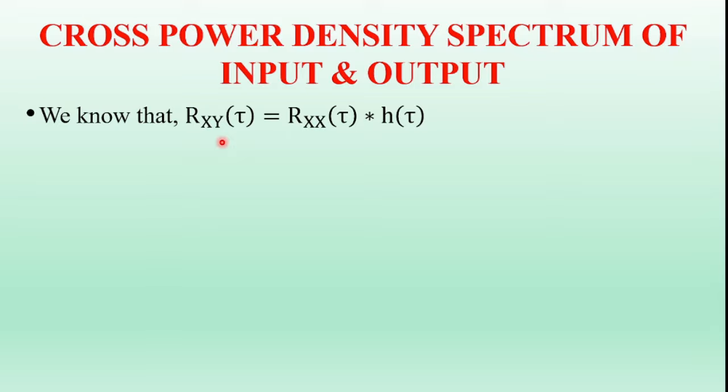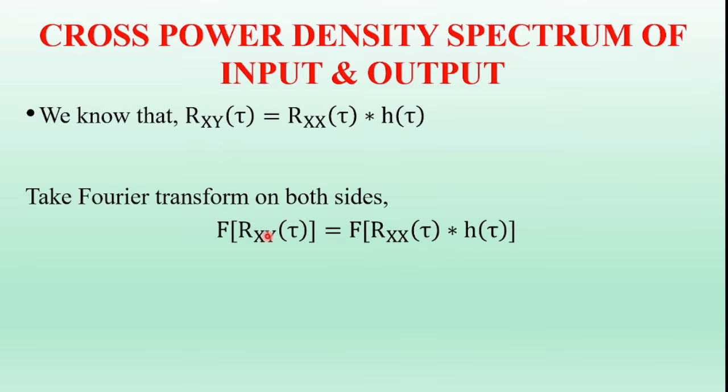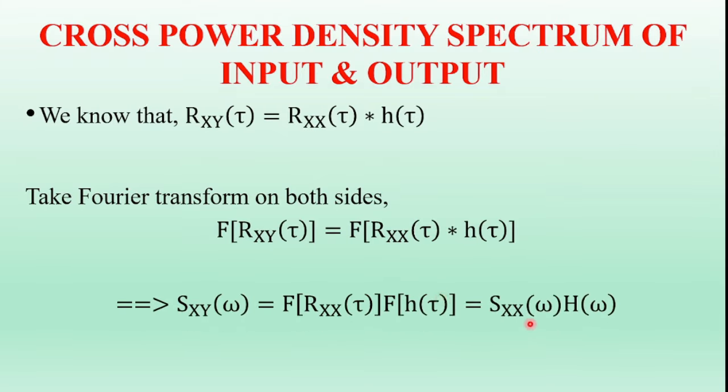In this equation, taking Fourier transform on both sides, we get Fourier transform of LHS term is equal to Fourier transform of RHS term. Fourier transform of Rxy of tau is Sxy of omega. So using the time convolution theorem, the Fourier transform of convolution of two time domain functions is equal to the multiplication of their frequency domain functions. That is, the RHS term is Fourier transform of Rxx of tau into Fourier transform of h of tau. Fourier transform of Rxx of tau is the power spectral density function of the random process x of t, that is Sxx of omega. Fourier transform of h of tau is h of omega. So Sxy of omega is equal to Sxx of omega into h of omega.